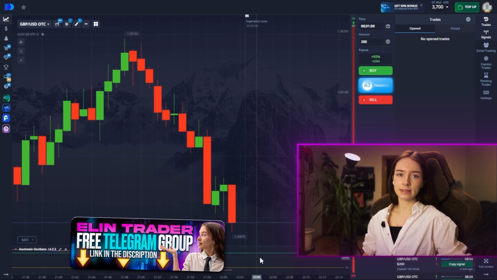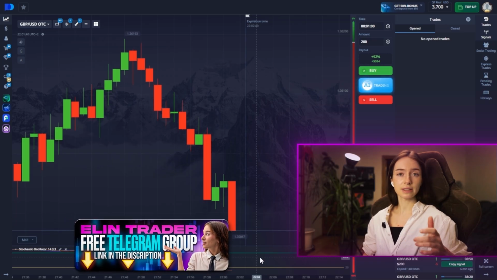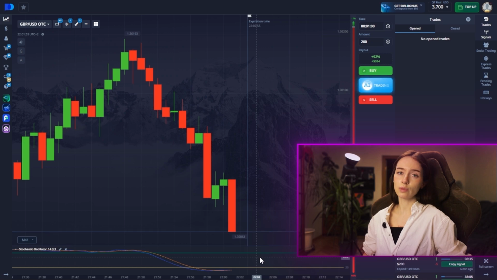There's also divergence. Price makes a new low, but stochastic does not. That's bullish divergence. Price makes a new high, but stochastic does not. That's bearish divergence. This means price is still moving, but the strength behind the move is weakened.